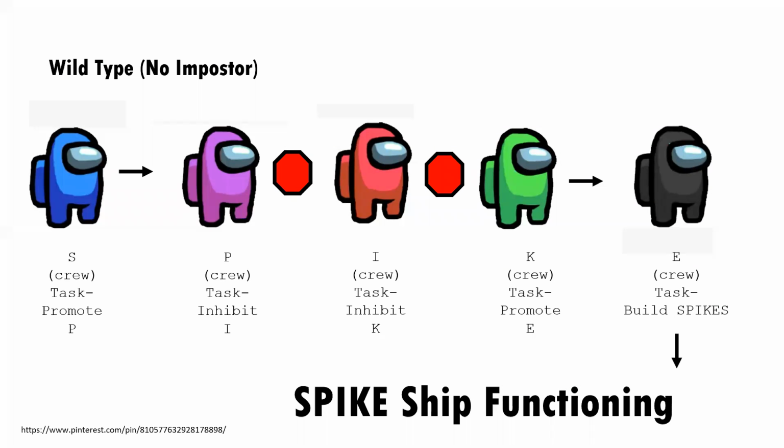In a wild-type spaceship, S promotes P. P inhibits I, I inhibits K, and K promotes E. E promotes spikes. Because P inhibits I from inhibiting K, K is allowed to promote E, which allows spikes to appear in the wild-type ship.